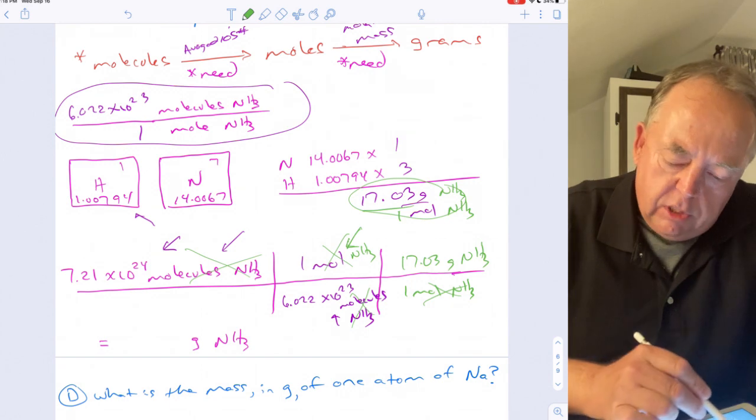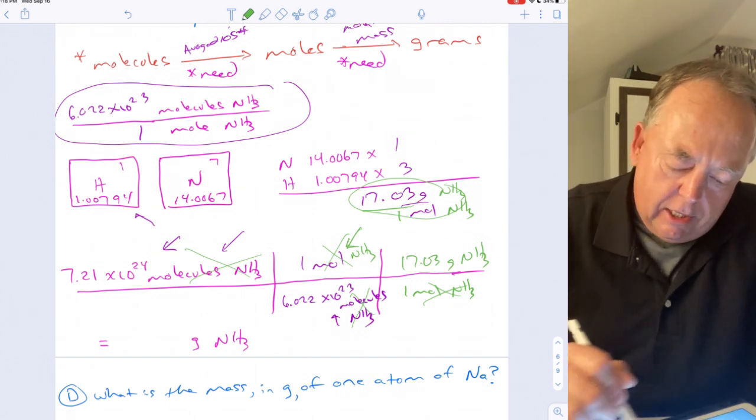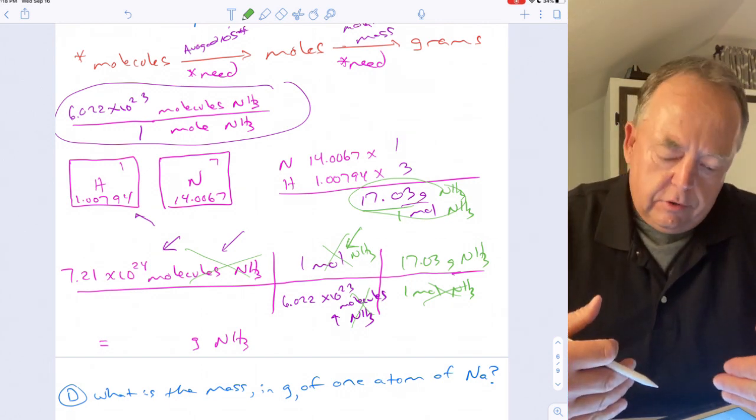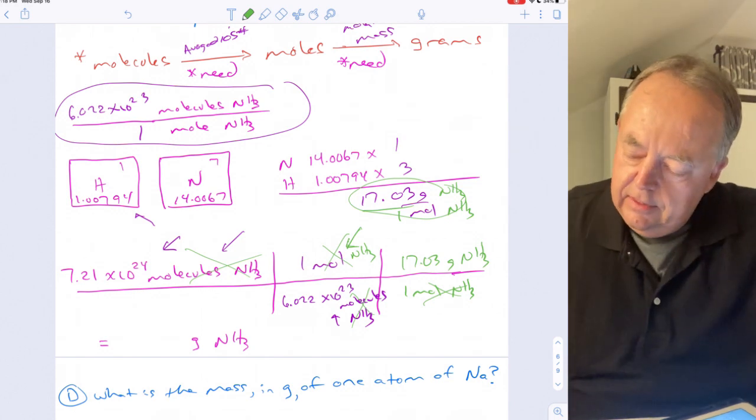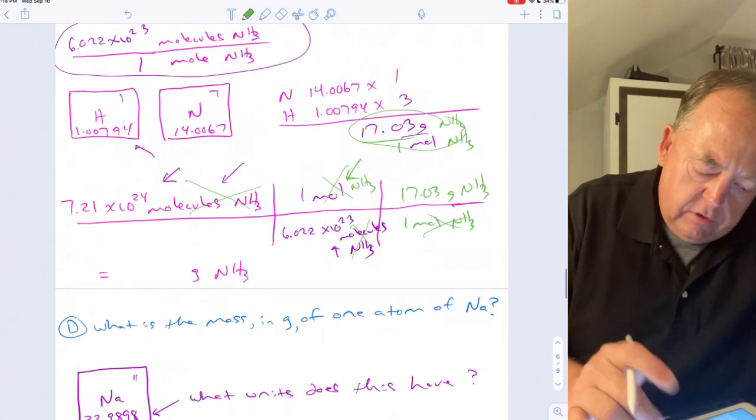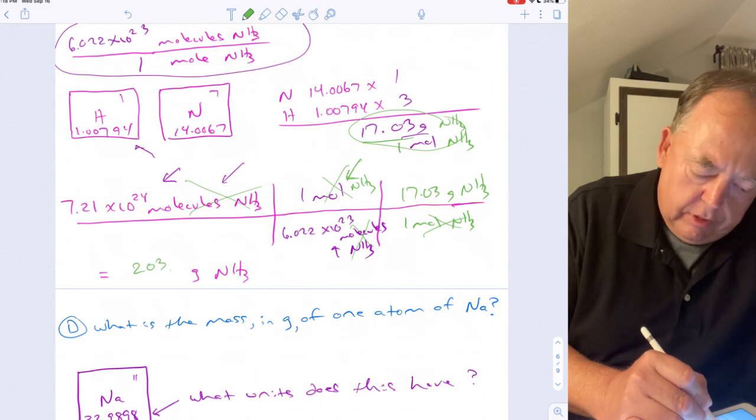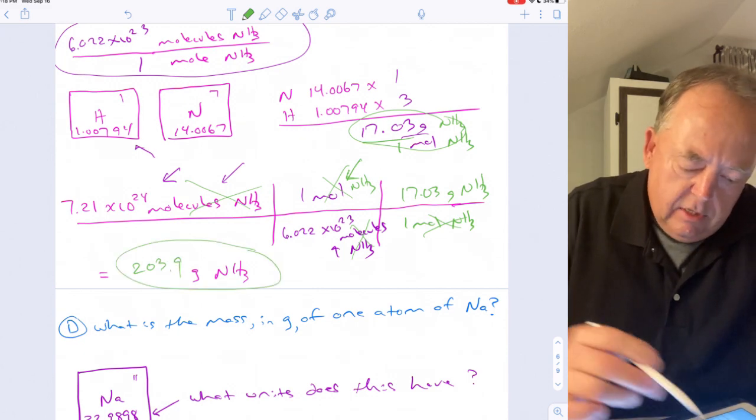So we're going to multiply the tops, and we're going to multiply the bottoms, and then we're going to divide those 2 numbers, and that's your answer. So if you do this, you should get 203.9 grams of ammonia.